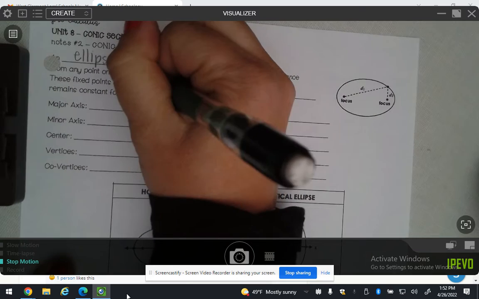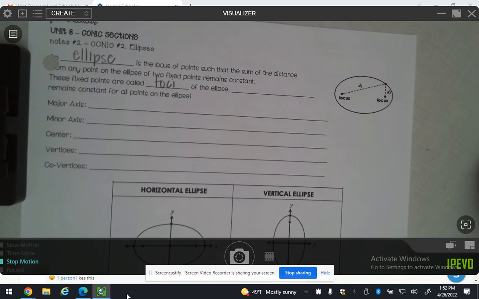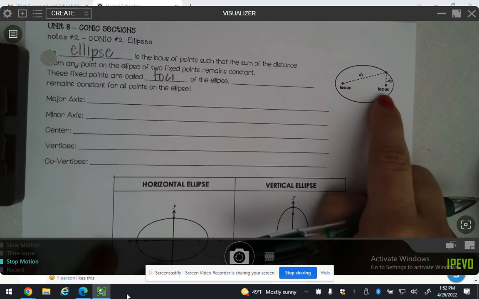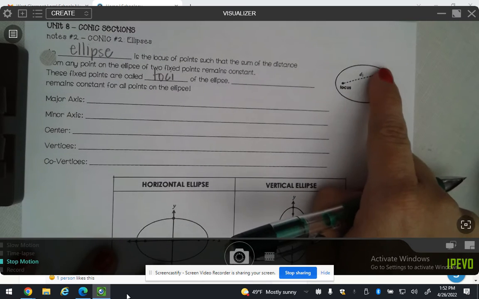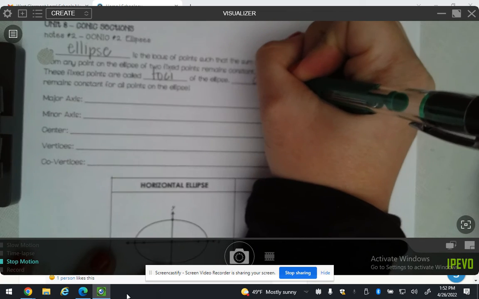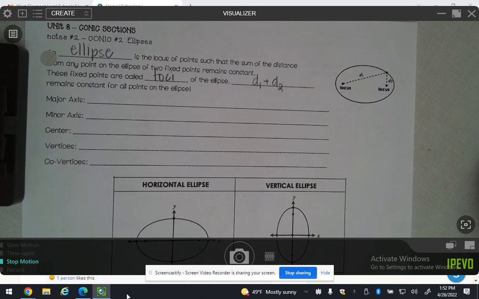You have two fixed points called foci. It's important because you will have to find your foci. You'll have to find the exact value of them. Okay? And then, so your foci are here. And then we also see this D1 and D2. The big thing here is those distances added together, no matter where your D's are, have to remain the same.